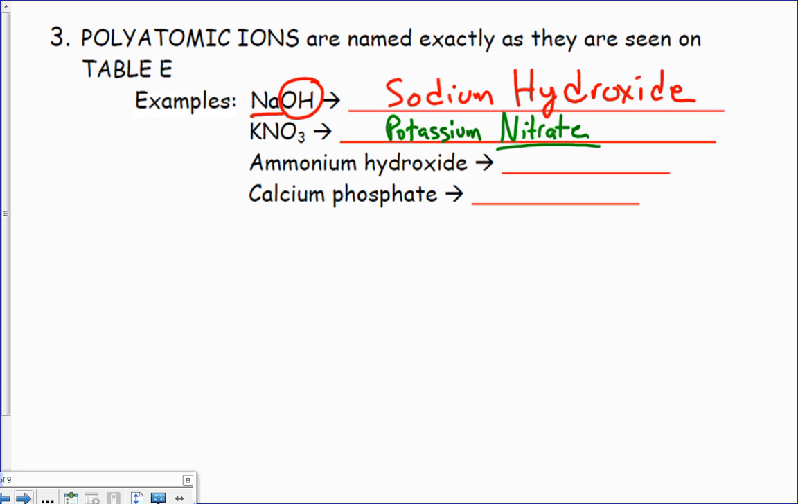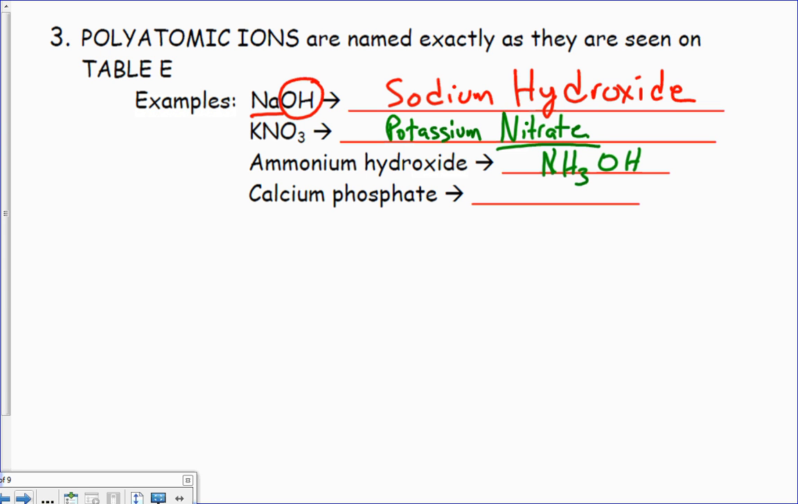So now I can go backwards. Hydroxide is the OH, so ammonium hydroxide. Ooh, ammonium is NH3. So it's NH3OH. I believe they both have -1 charges, so they crisscross.